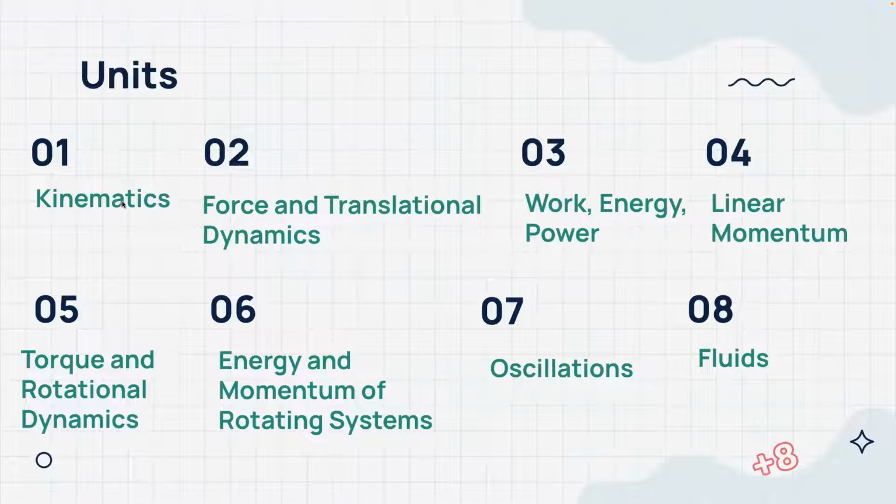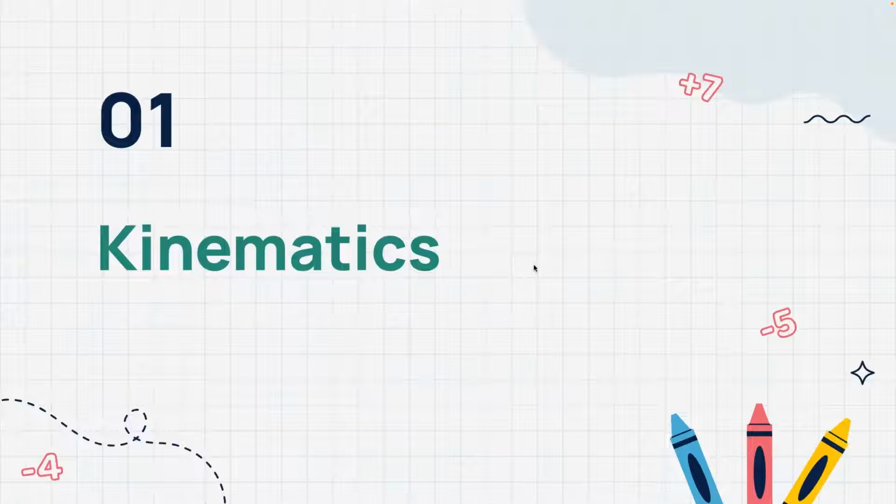So here are all the units that we're going to go through. Kinematics, forces and translational dynamics, work, energy, power, linear momentum, torque, rotational dynamics, energy and momentum of rotating systems, oscillations, and then fluids. Fluids is not going to be included on this year's exam, as I mentioned before, but it is going to be on this year's AP Physics 2 exam, 2024. But it's going to be on the AP Physics 1 exam in 2025 and the years beyond. So now let's dive into kinematics.